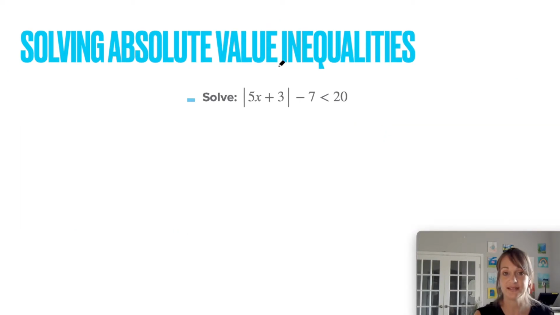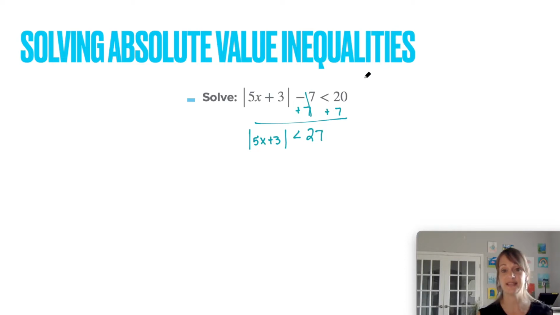So let's actually try an example. Before we do anything to solve for this absolute value, we have got to get rid of the negative 7, because the absolute value has got to be by itself. So the first thing we're going to do is add 7 to both sides, and we get the absolute value is less than 27.